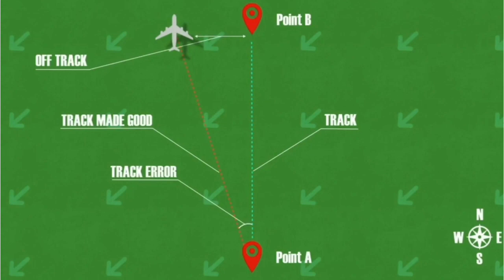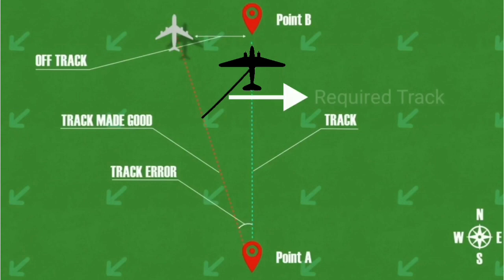Required track. Suppose the aircraft is off track. What is the pilot supposed to do? He will reroute from the present position toward the destination. That is called required track.